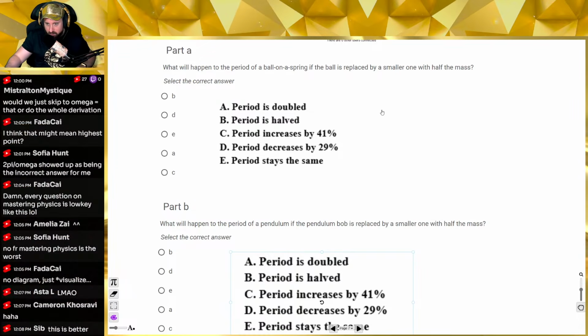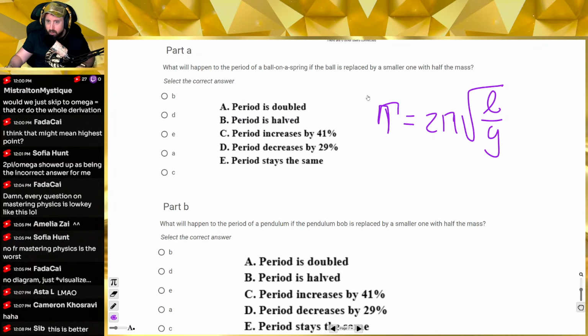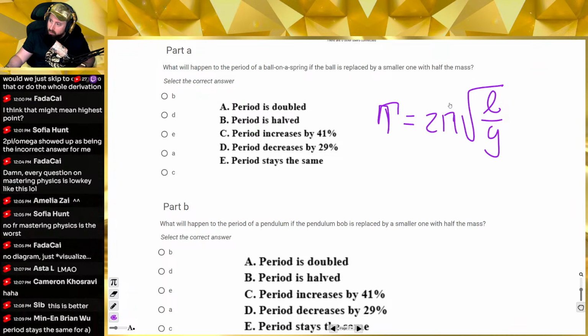Let's remember our equation. T was equal to 2 pi square root of L over g. And we're talking about the ball having a different mass. Well, note here, period does not depend on mass. Period stays the same. Should stay the same. Let's make sure I have that as the right answer.